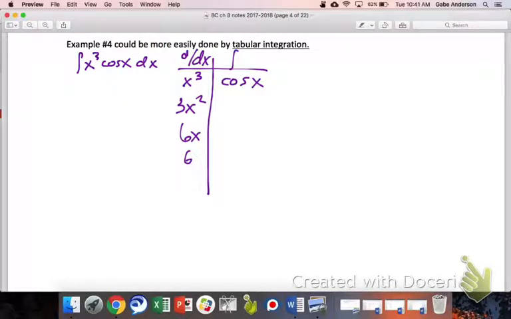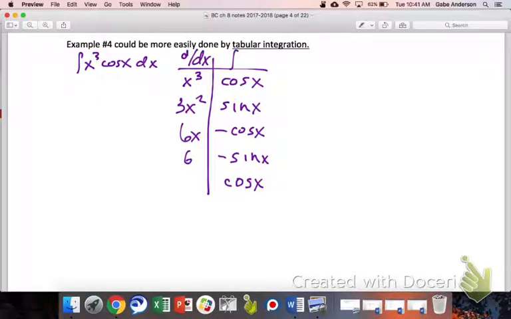What is the antiderivative of cosine? Correct. And then we continue on with the antiderivative of sine. Negative cosine. And then the antiderivative of negative cosine would be negative sine. And we actually have to do one more level in this column. So what's the antiderivative of negative sine? Cosine. Correct.